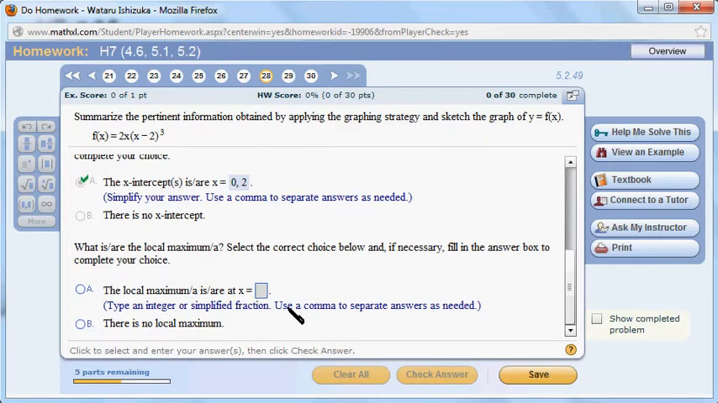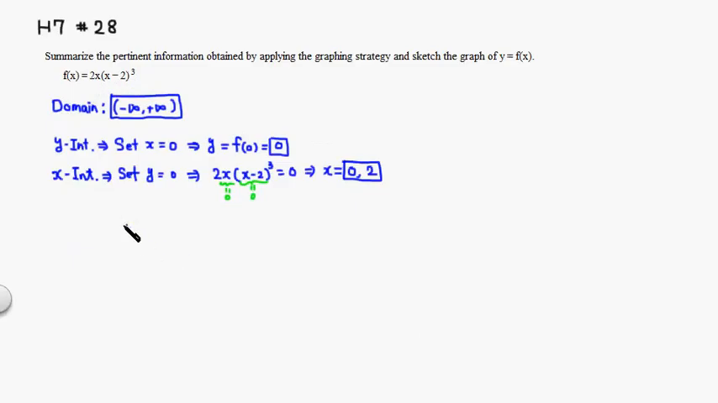So what is the local maximum? We're looking for the local maximum. In order to find the local maximum, we need to take the derivative. So f prime of x is equal to, 2 is just a constant multiple, so I put it outside.